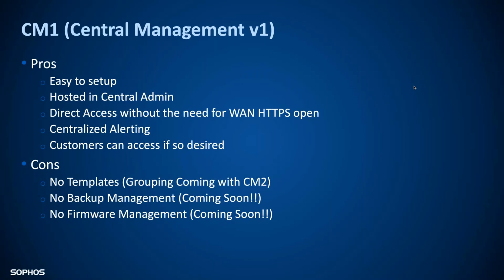Another great feature being brought in with CM1 is you no longer need to have the WAN HTTPS open on your firewall. There is no need for the web admin to be open on the WAN so people can access it. We actually do this using a support tunnel. This is the same support tunnel that Sophos would have you open if you were requesting support through Sophos support. They come in the back end, and it doesn't require anything. It's the firewall reaching out to us saying, yes, the tunnel needs to be open, and then bringing us back into the firewall.